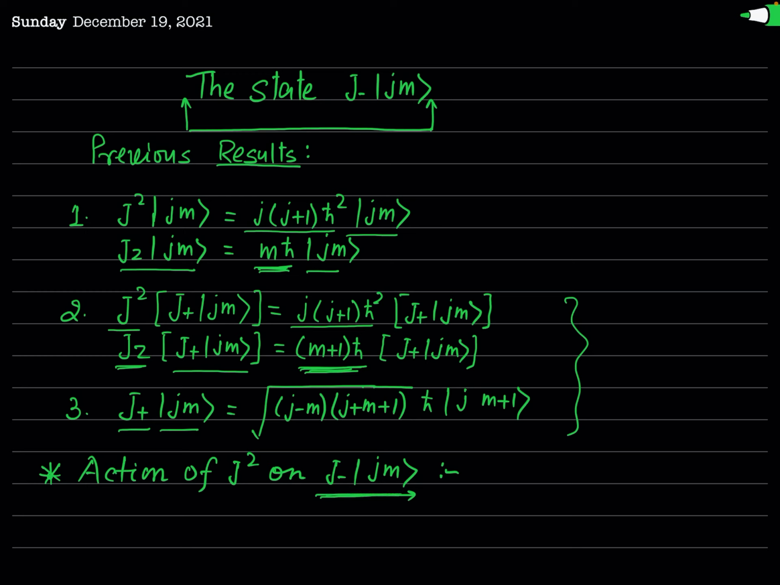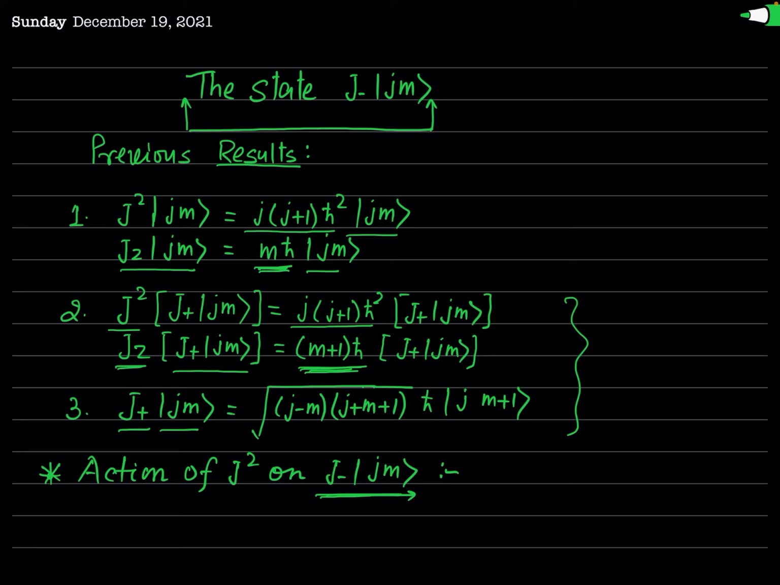In fact, in this case, the results obtained will be just identical to the results obtained in the previous lecture. With an analogy, we can already write the same results. You will see in this case that again the eigenvalue of the operator J² will remain the same. It means the eigenvalue of operator J² will be again j(j+1)ħ² even when the eigenstate is J₋|j,m⟩.